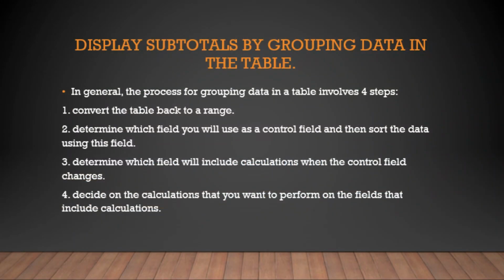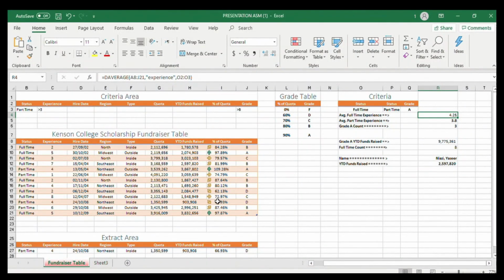To display subtotal by grouping data in the table basically only involves 4 steps. The first step is convert the table back to a range. Second, determine which field you will use as a control field and then sort the data using the field. Next, determine which field will include calculation when the control field changes. Lastly, decide on the calculation that you want to perform on the field. Okay, I will show you guys how to do it.